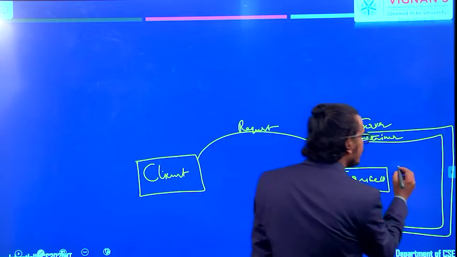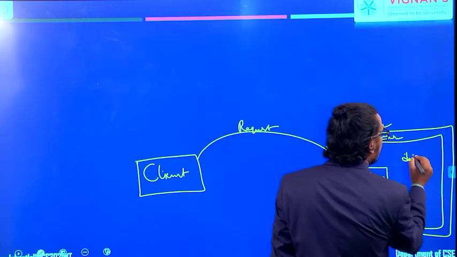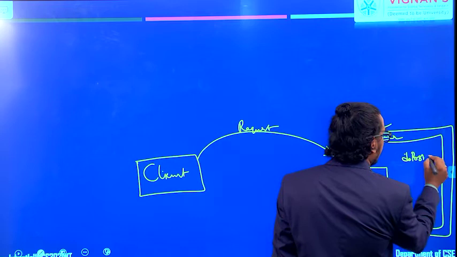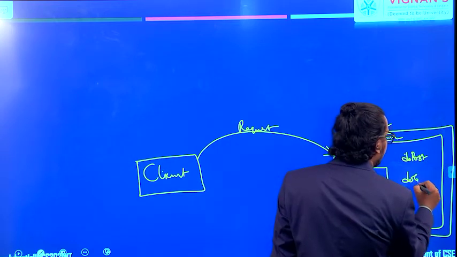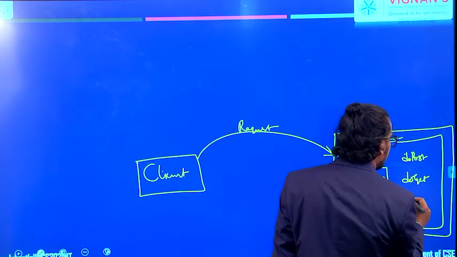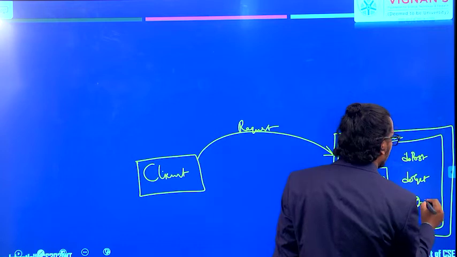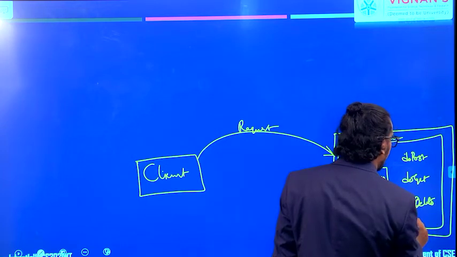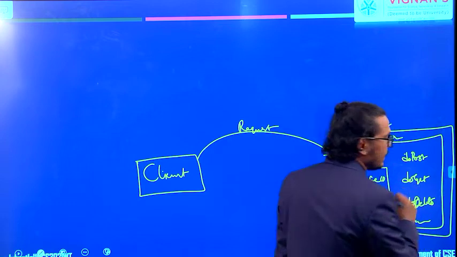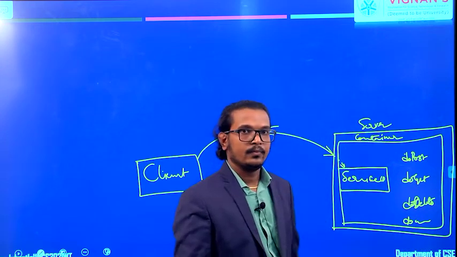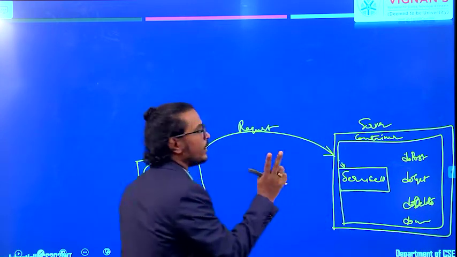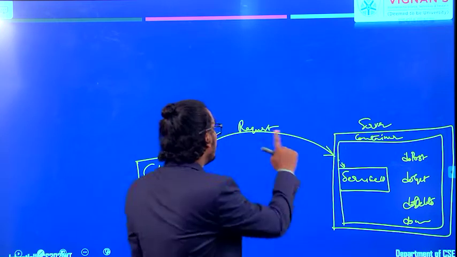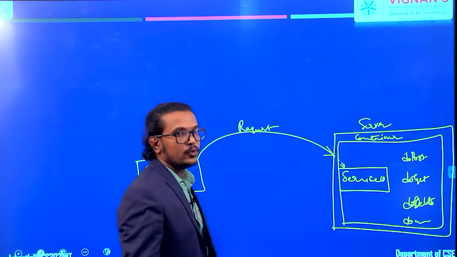In this particular service method, we have different types of methods. The doPost method is there, the doGet method is there, and we also have the doDelete method and the doUpdate method. Different kinds of methods are available. Here we are talking about the request and response only, right? So what type of request are you forwarding to the server?